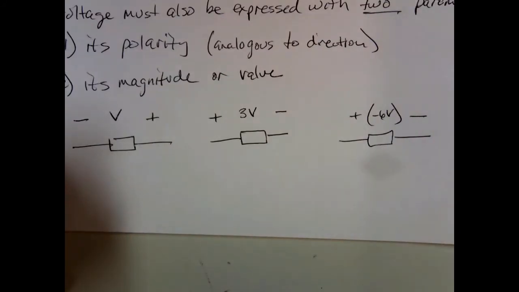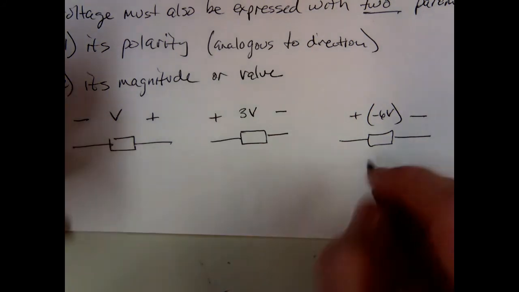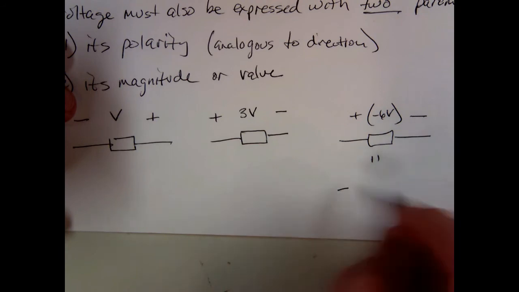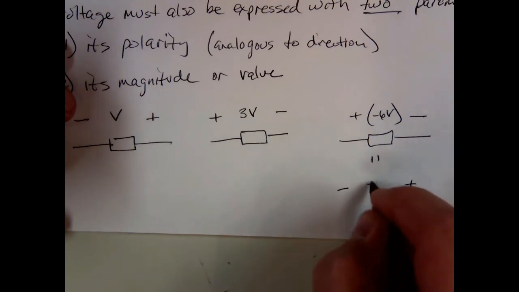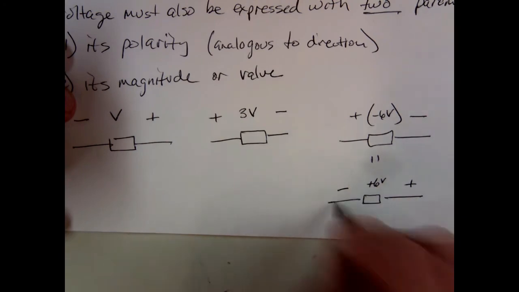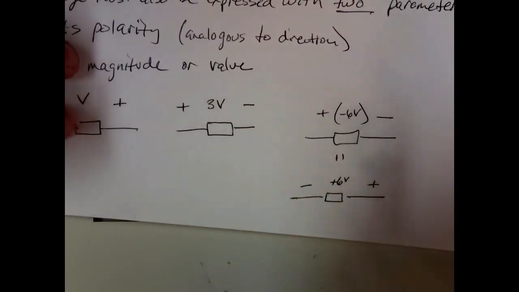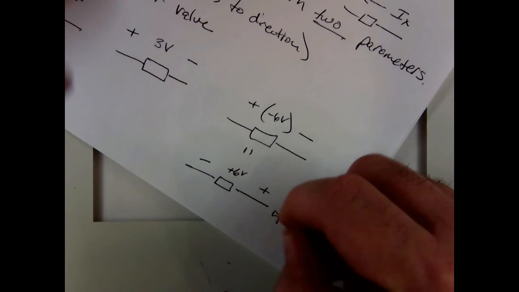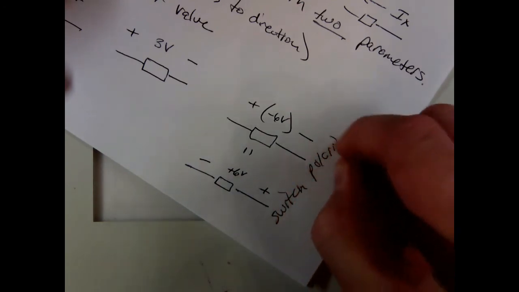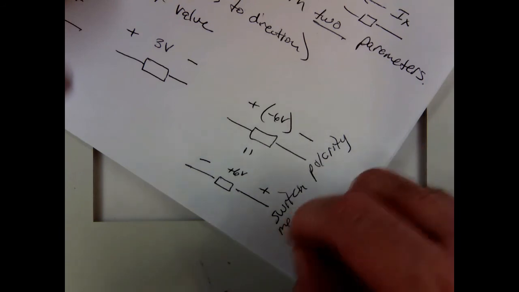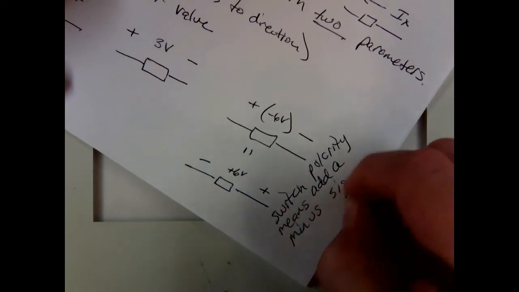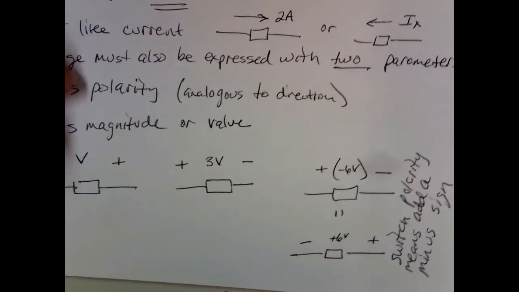That value also might be a negative value, as shown in the third example here, where the value is negative 6 volts. So one thing about this: if I have a negative value, or even if I have a positive value, I can always flip the polarity around and pick up a negative sign. So if I change the plus and minus on these two, you notice I changed the minus 6 volts to plus 6 volts. Okay, so I can go back and forth with that. That's a nice little trick that we can use for solving problems.